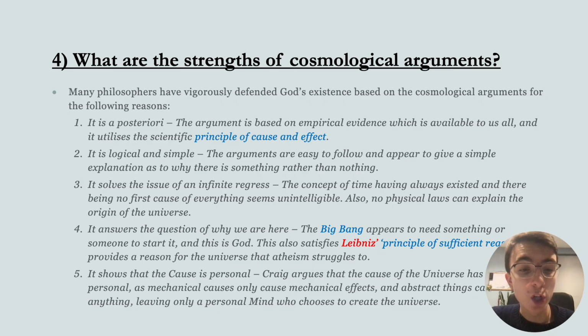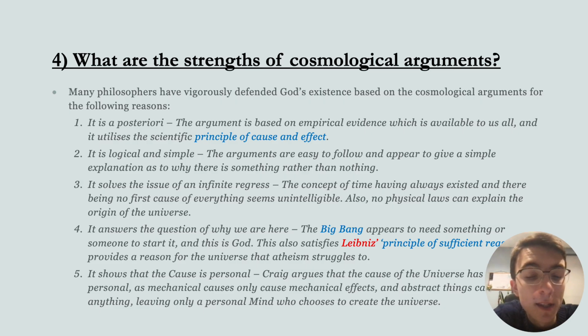Leibniz, who was a German philosopher, he was a rationalist, said that the principle of sufficient reason, which is the idea that basically everything has a reason for its existence or as to why it does something, provides a reason for the universe. How can there be a contingent universe without an explanation? And for Leibniz and those proponents of the cosmological argument, the hypothesis of God explains this fact best.